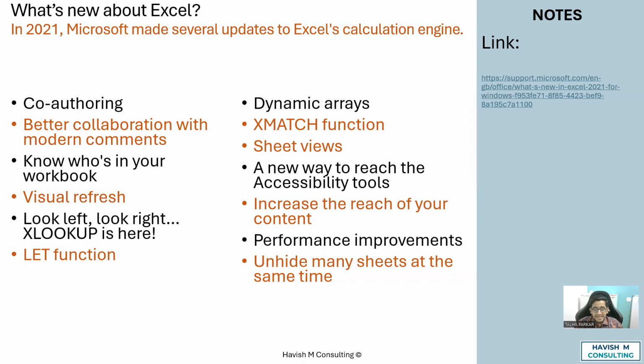Then they introduced the LET function. LET basically allows you to give names to your syntax within a function, within a formula that you can create. Then dynamic arrays is something that we'll discuss. Then XMATCH is the traditional match function, but on steroids. Then it introduced something called sheet views, wherein you can view multiple sheets at the same time. It improved accessibility and helped with performance improvements. And one feature that was useful: earlier in Excel, when you have like 10 sheets and you've hidden nine of those and you wanted to unhide them, you had to do it individually. But Microsoft, very late, but good to have, introduced the feature to unhide many sheets at the same time.